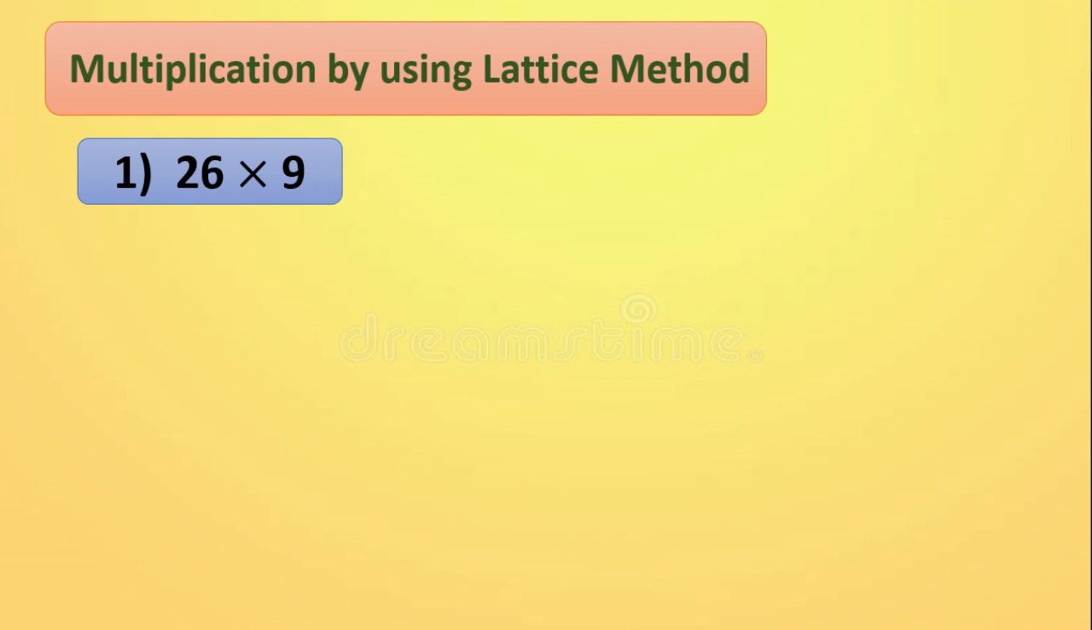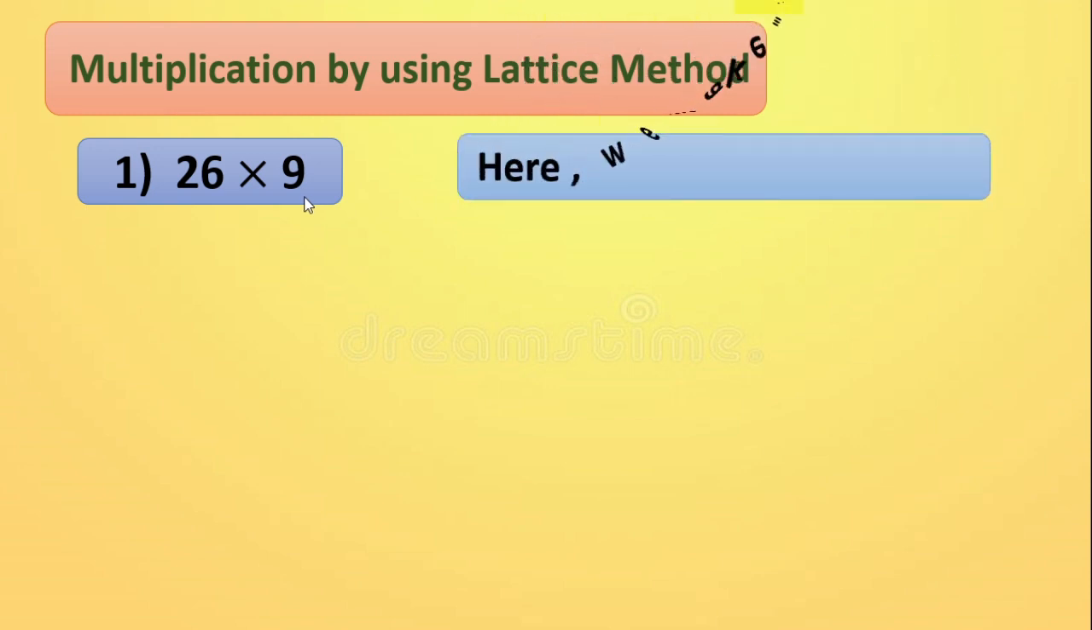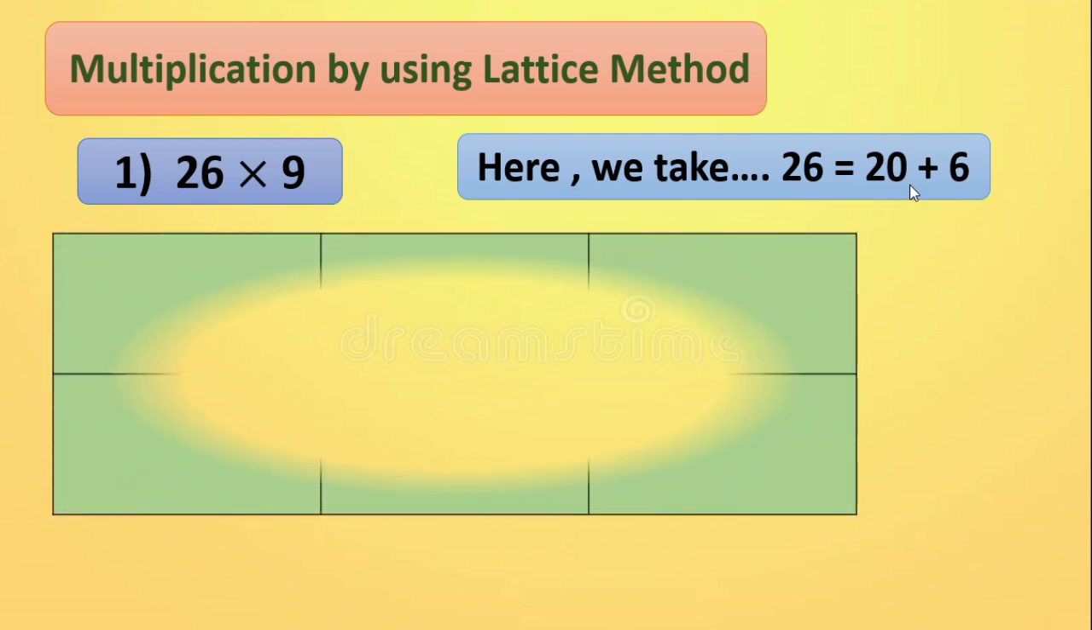Here we will multiply 26 by 9, that is 2-digit number by 1 digit. Okay. Now here how we will take 26? Here we take 26 as 20 plus 6, means its expanded form we will use. Isn't it? In lattice method we do like this. Okay, we will make a table.